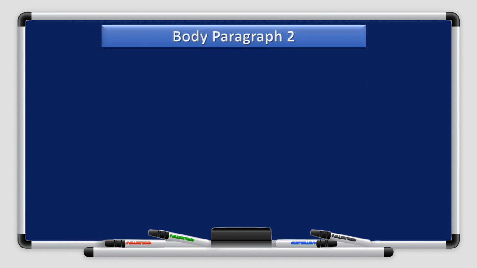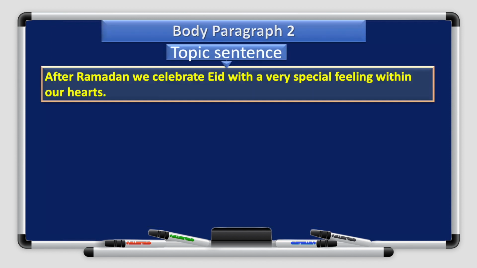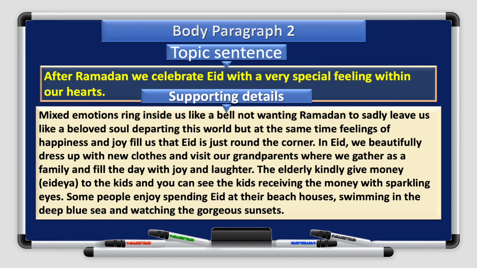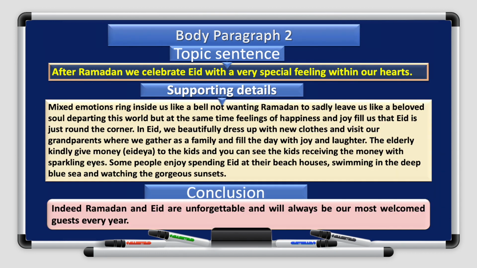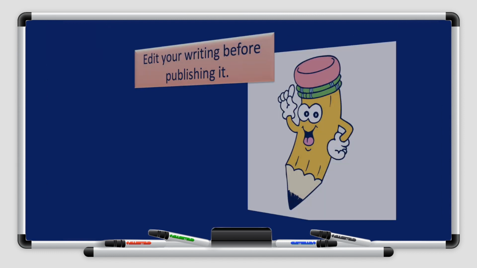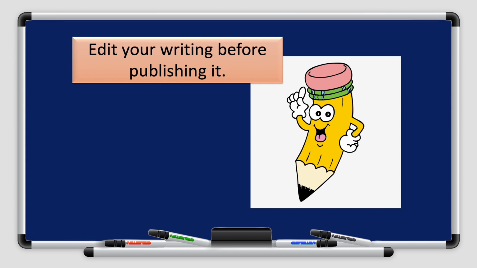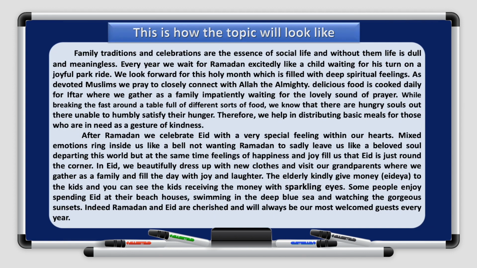Now we will do the same for the second body paragraph. You will introduce your topic sentence and you will provide supporting details using descriptive language and end with a concluding sentence, as you can see here. After that, we will move on to the editing stage, where you will edit your work for any grammatical and spelling errors. And finally, this is how your topic should look as a whole, free of errors. Don't forget to indent before your paragraphs.